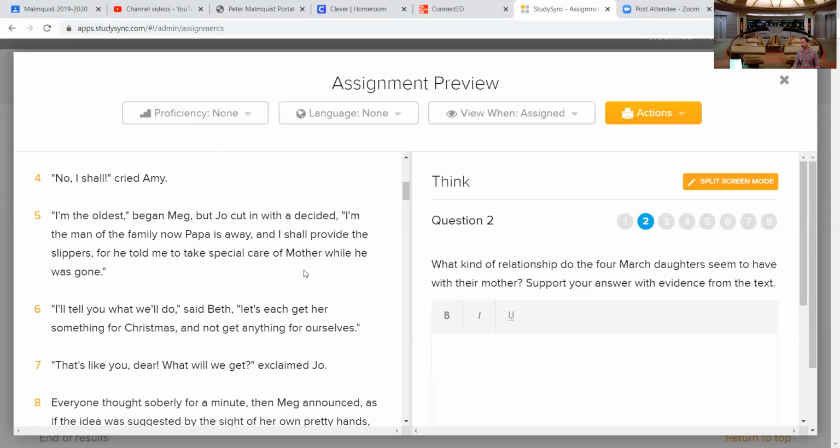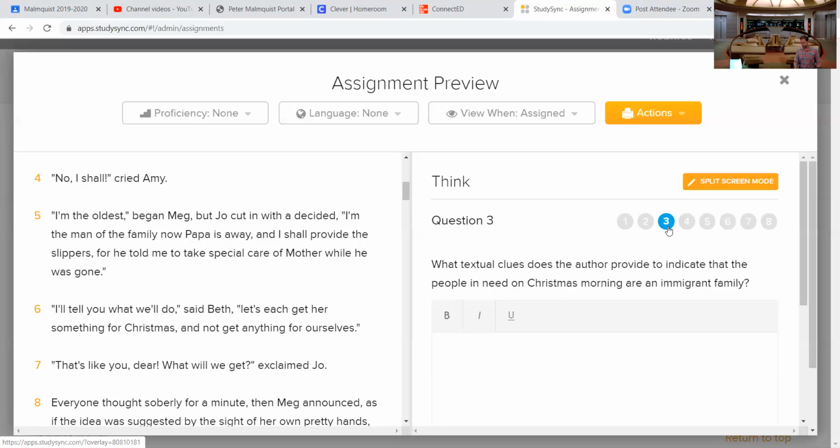So this is really kind of showing how they feel about their mom. What are they willing to do to make their mom have a special Christmas? Okay, so pay attention to that part, and you're going to want to answer that question. What kind of relationship do the 4 March daughters seem to have with their mother? How are they talking about her? How does it seem like they feel about their mother? And include some lines from the story. All right. You guys are doing great.